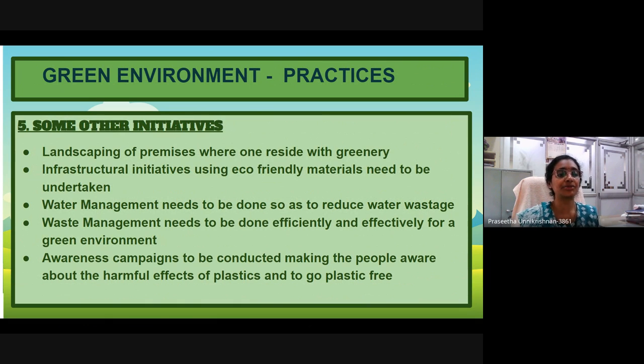Some of the other initiatives which can be taken are landscaping of premises where one resides with greenery. You can landscape your premises with many useful green crops, green plants and trees, which can enhance the beauty of one's premises. Other than that, you can take some infrastructure initiatives using eco-friendly materials, which can be taken at individual, organization and community level. Water management needs to be done so as to reduce water wastage. Waste management needs to be done efficiently and effectively for a green environment.